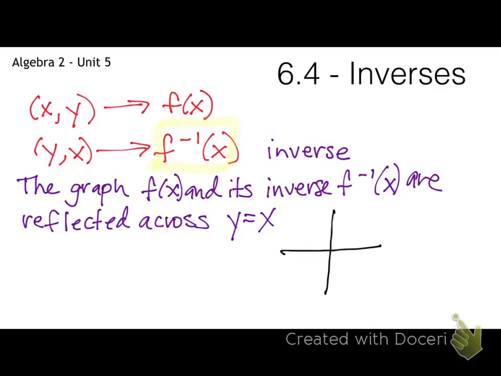Y equals x is just a diagonal line, goes through the origin, a positive 1 slope, up 1 over 1. So if I have a function, its inverse is just reflected across this line right here. So if I had a dot here, the inverse would be directly a reflection across that line.